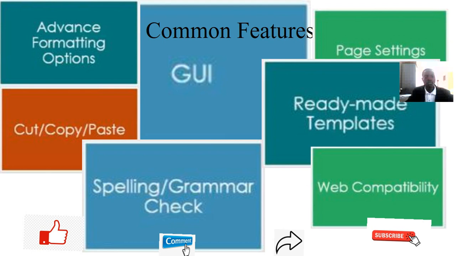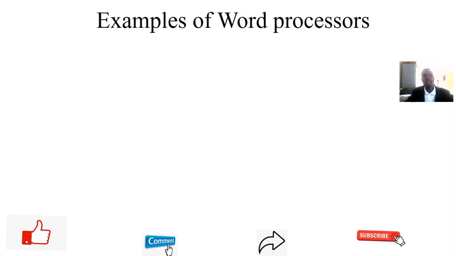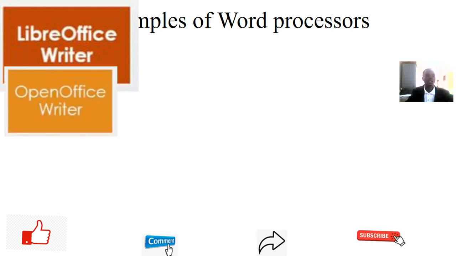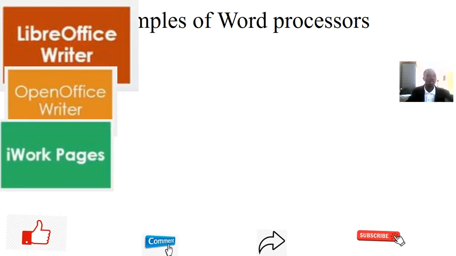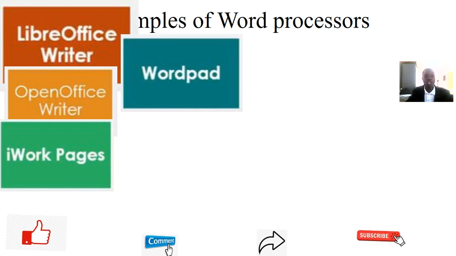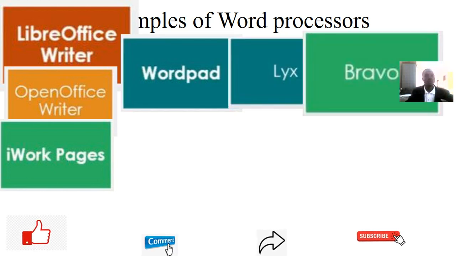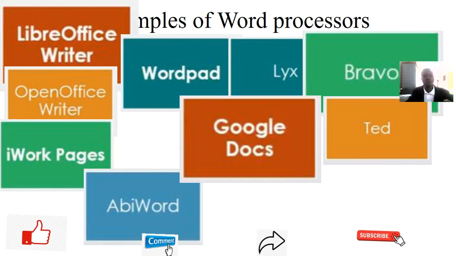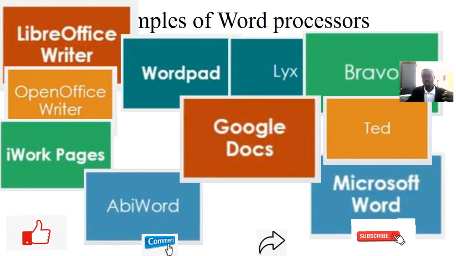And I think this is the next slide, examples of word processors. The first one is LibreOffice Writer. We have OpenOffice Writer, iWork, Pages, WordPad, we have Lex, we have Bravo, we have TED, we have AbiWord, we have Google Docs, and finally Microsoft Word, which is the one that we are going to use in this lecture.